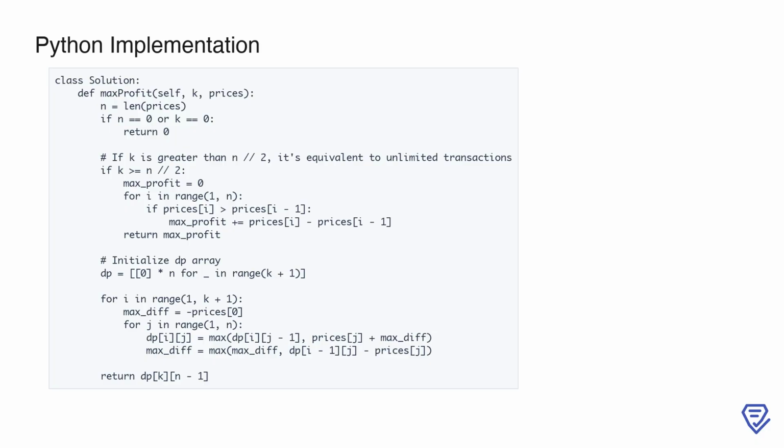After updating dp[i][j], the max_diff is also updated to reflect the best difference seen so far, dp[i-1][j] - prices[j]. Finally, the maximum profit for k transactions is stored in dp[k][n-1] and returned as the result. This approach ensures optimal performance with a time complexity of O(k*n).